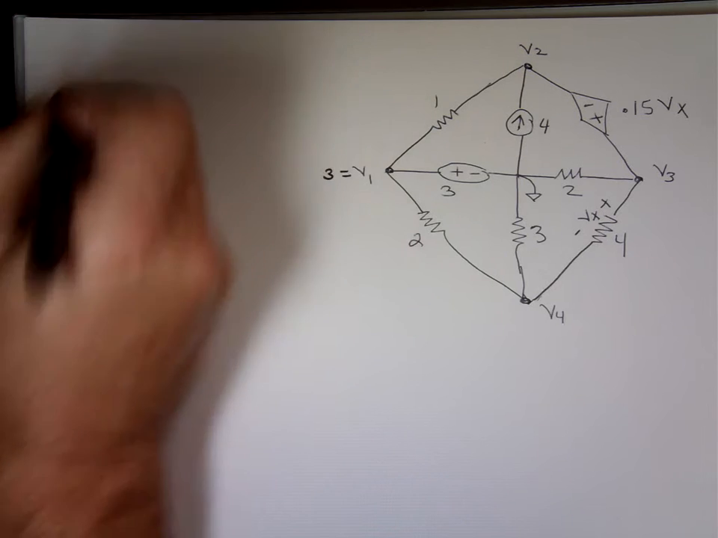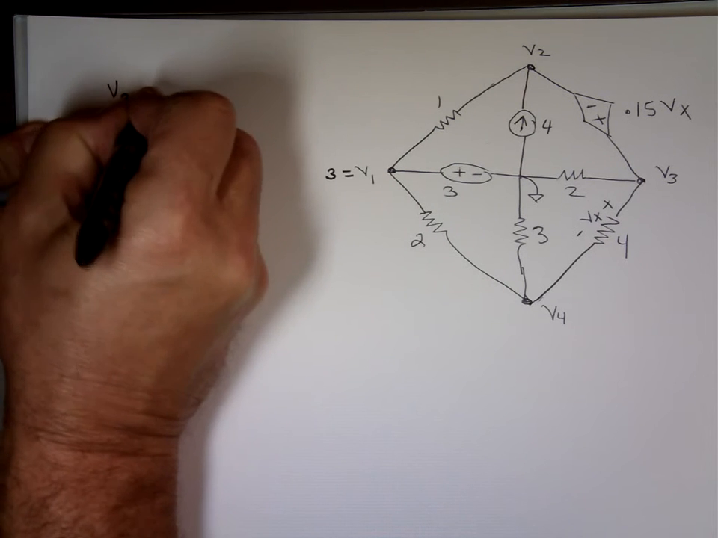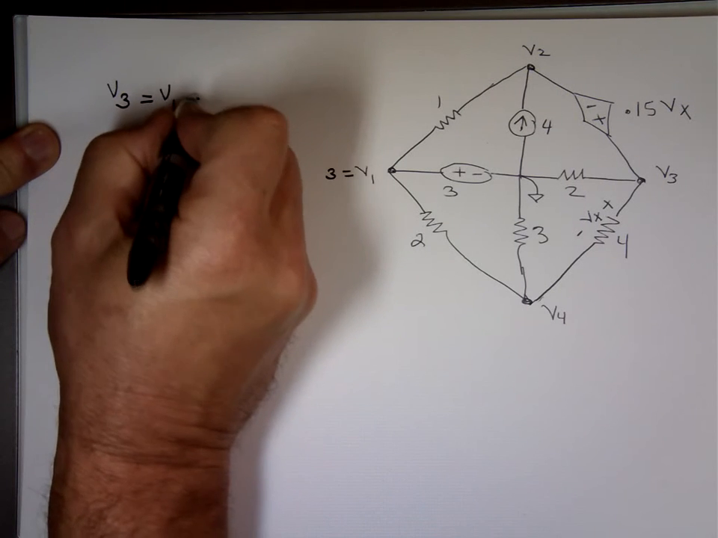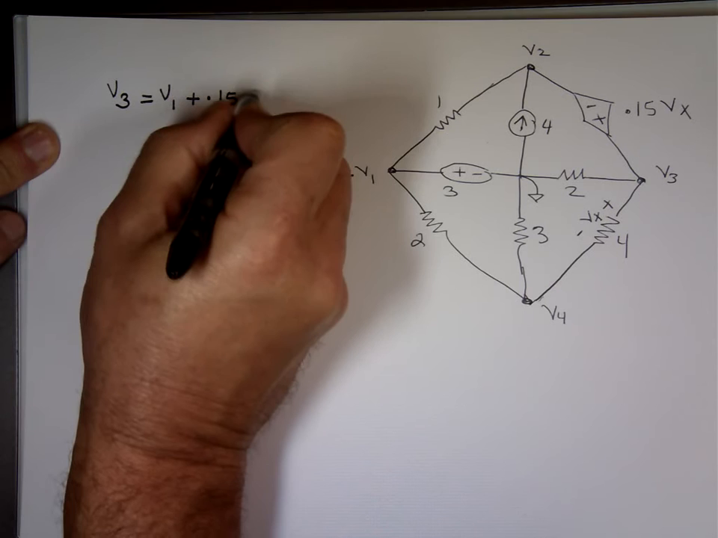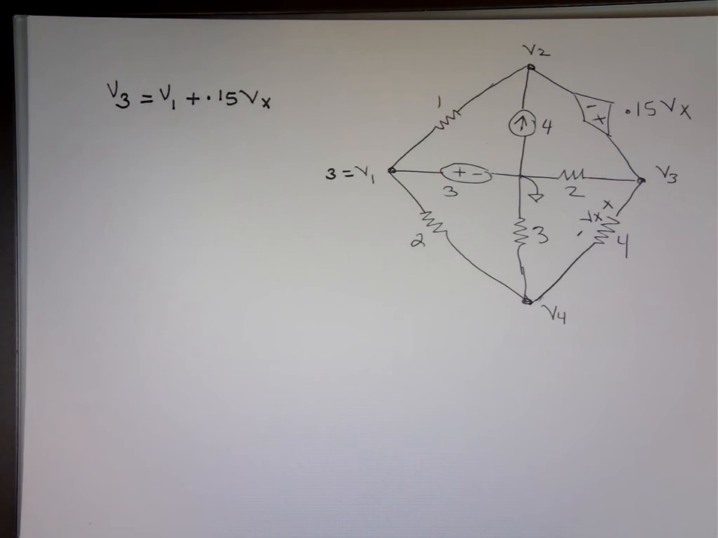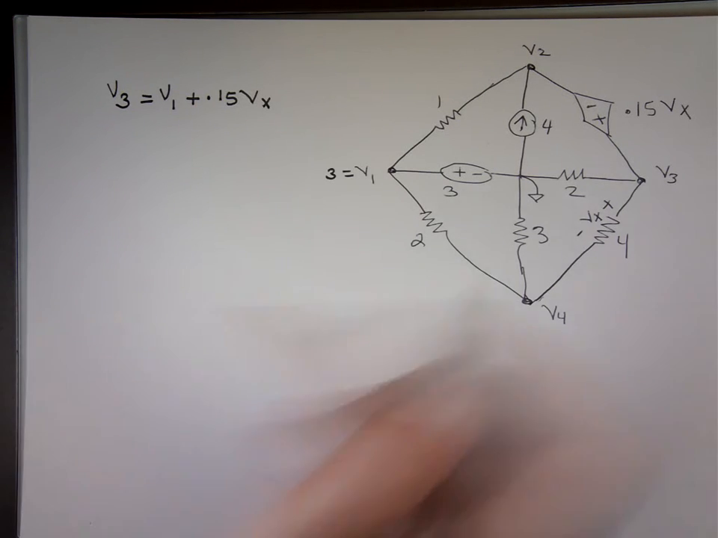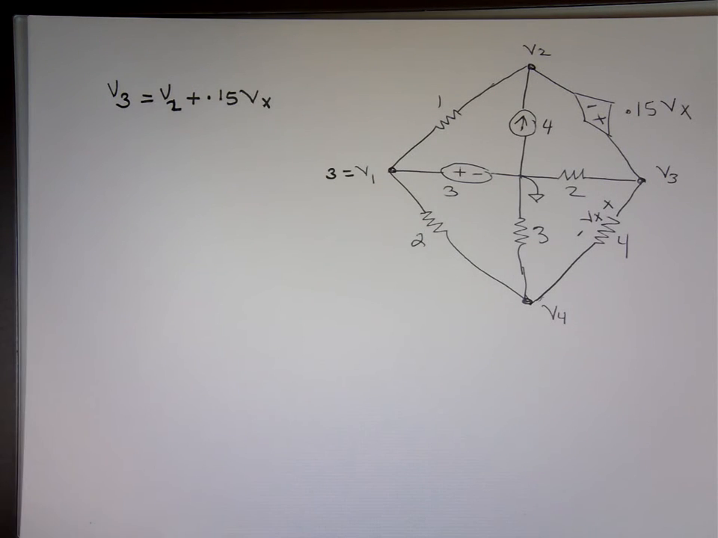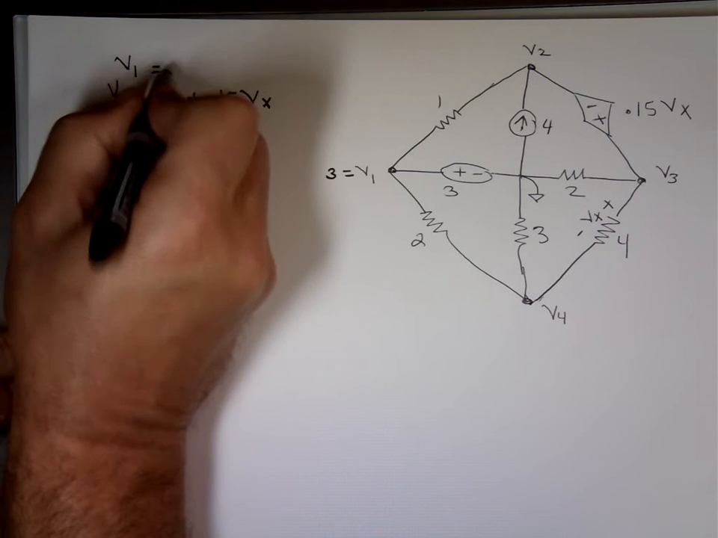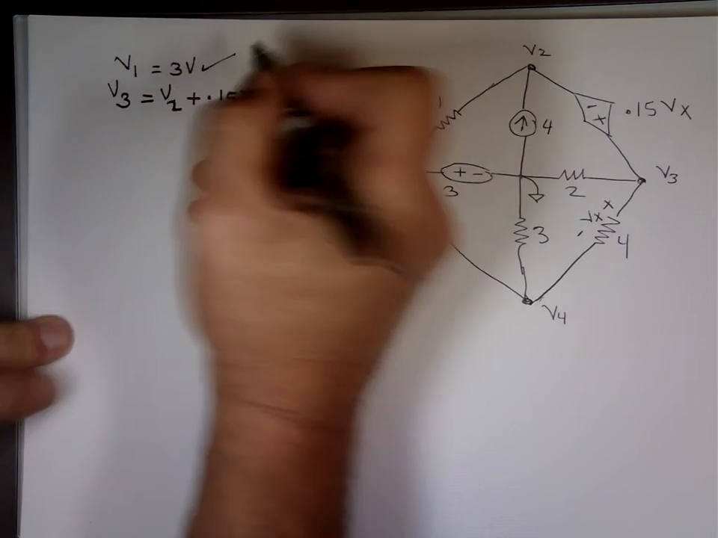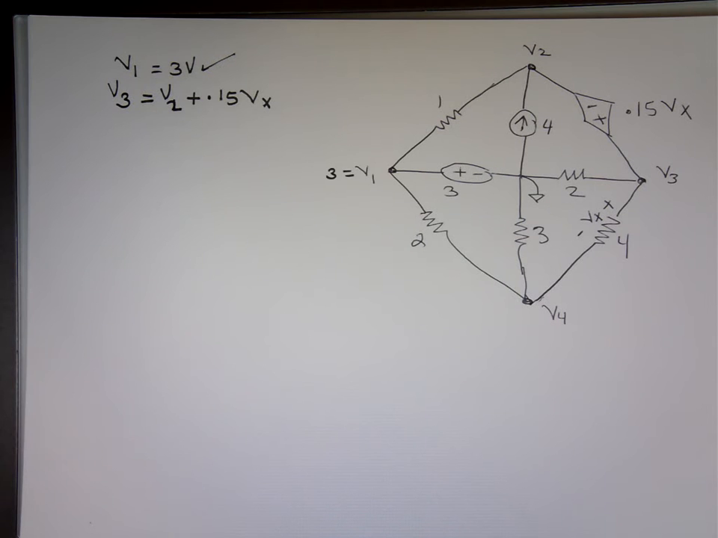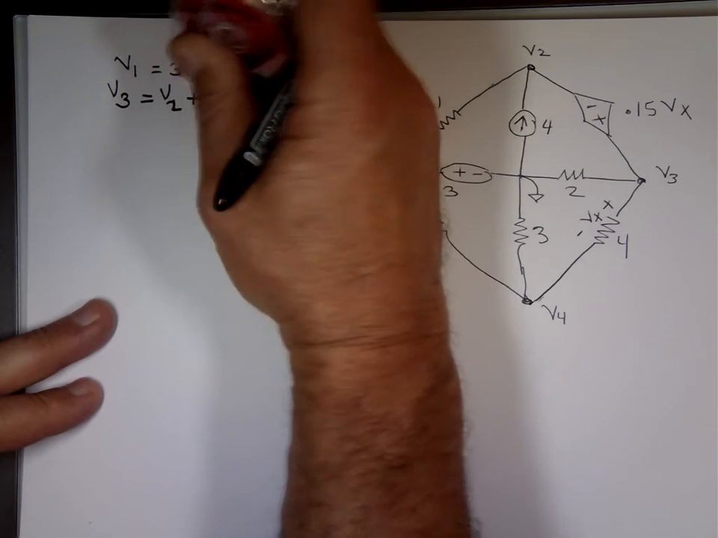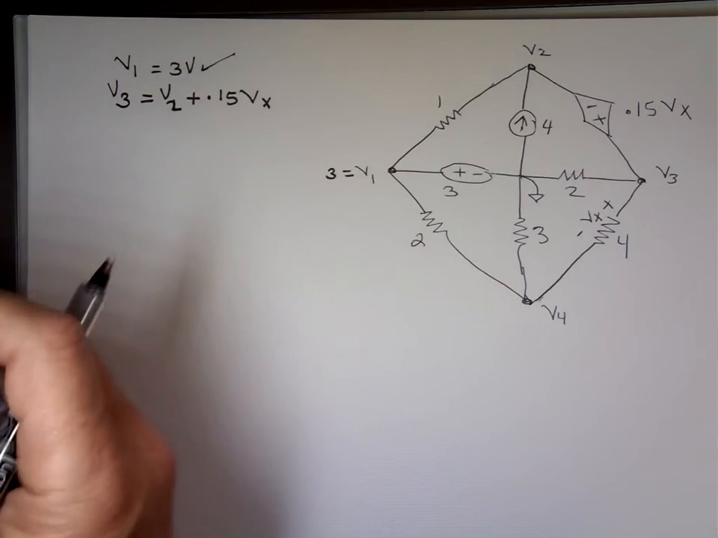So right now I can say V3 equals whatever that voltage is plus 0.15 Vx. Is it V2 or is it V1? V2. V1 is gone. V1 is 3. So V1 equals 3 volts. So once you know the value for that, there's one less unknown. I don't want to write 3V because it looks like 3 volts. I mean 3V, but 3 volts. That's what I meant by 3V. And this one is dead.